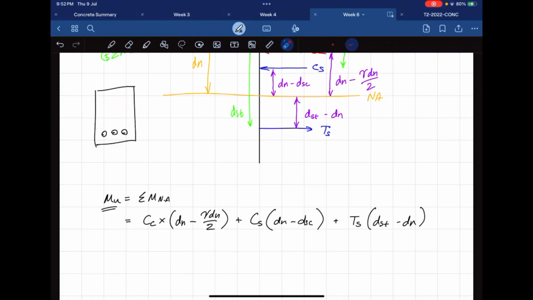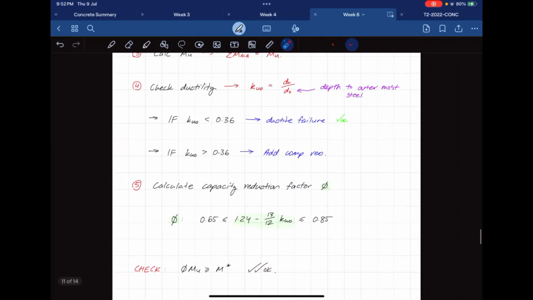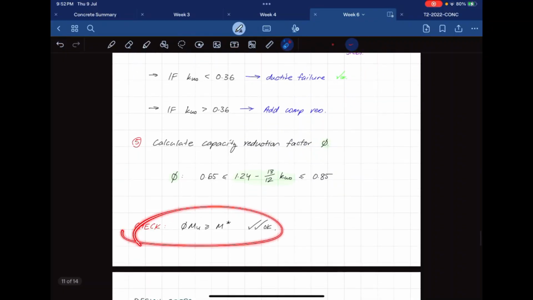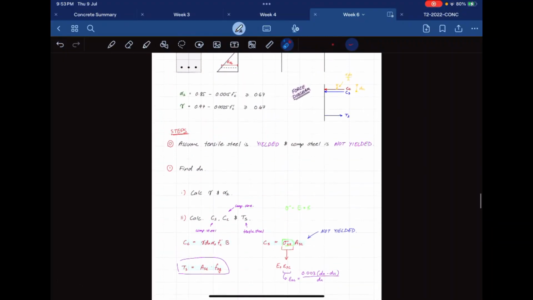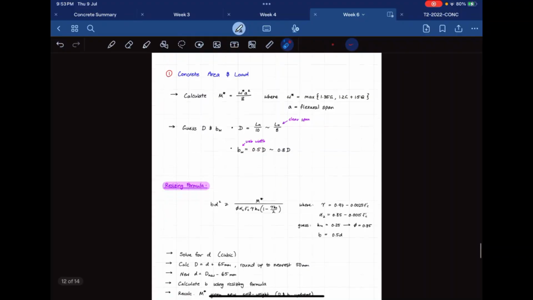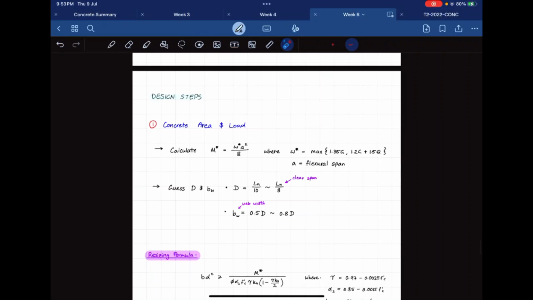It's probably not going to make sense anymore, it's a bit late. You can come back and watch later, and hopefully it makes more sense. And then finally, you just figure out your capacity reduction factor, and you check, and you're done. So these are usually the steps that you would take for an exam style question. I'm not going to go through this now because it takes a really long time.